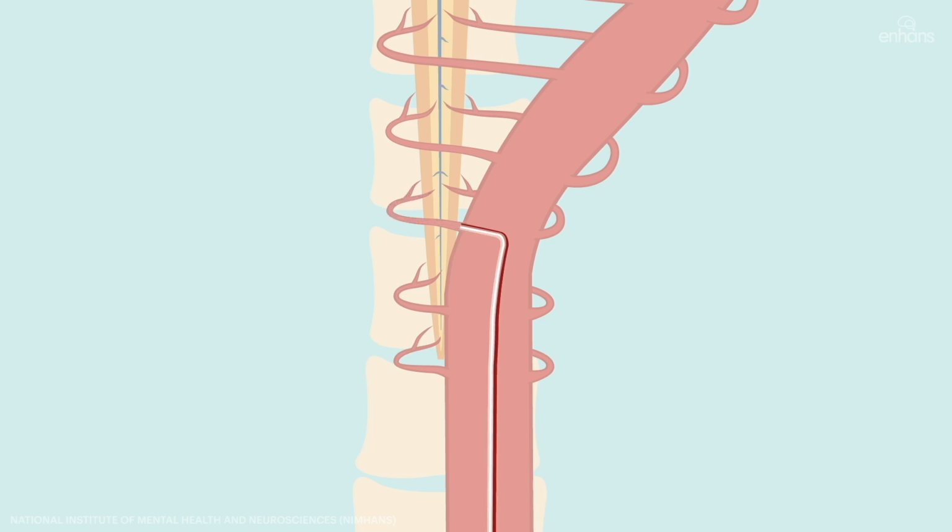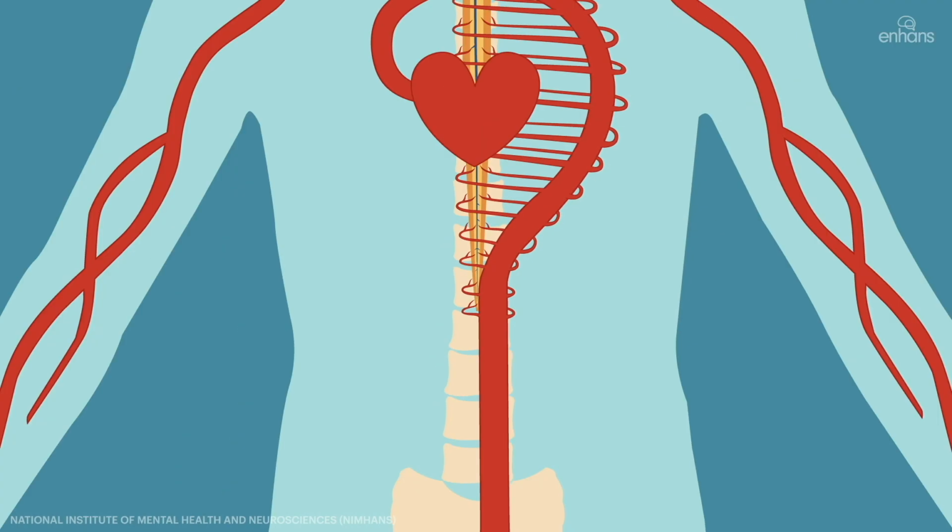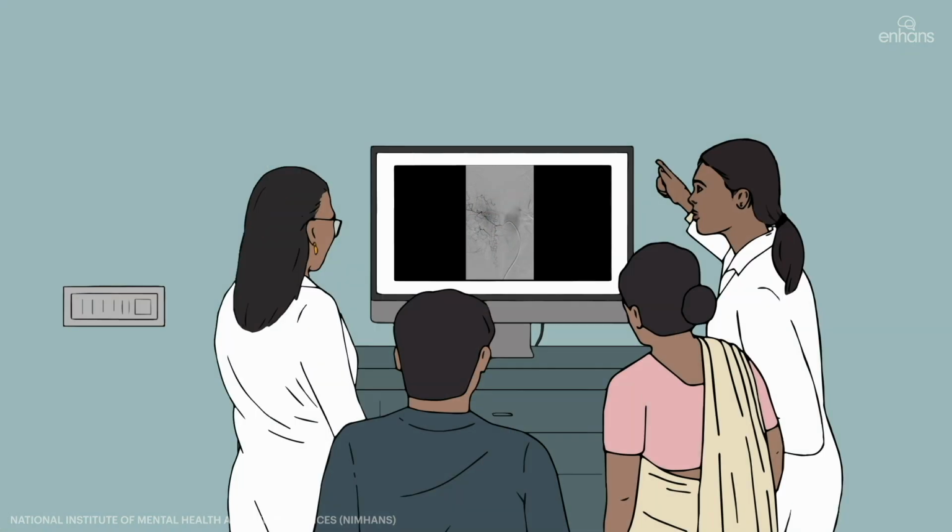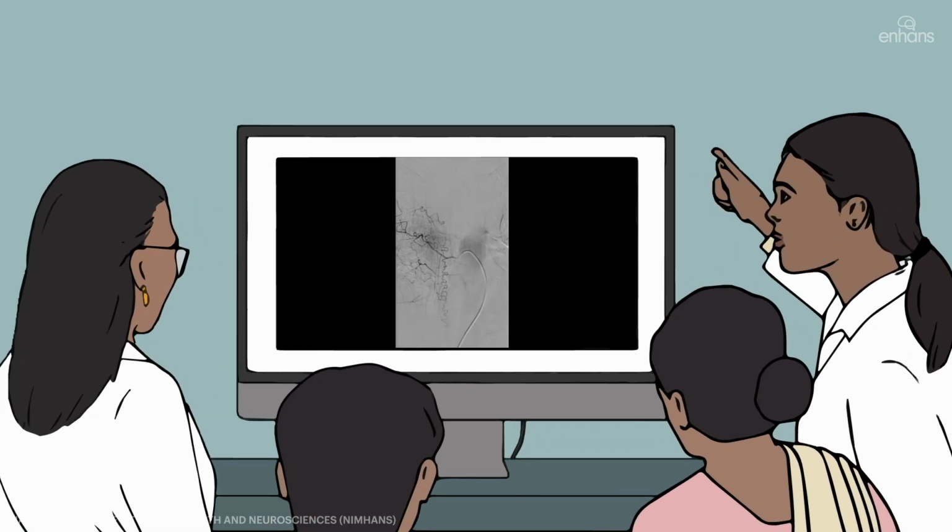This angiogram test makes it possible to see the blood vessels in the spine. Images are then taken on the screen inside the DSA room. These images show details of the condition.